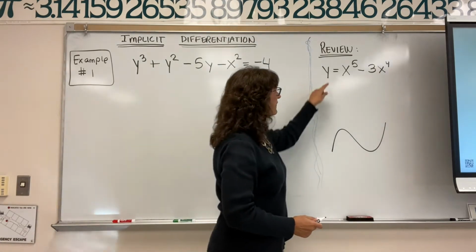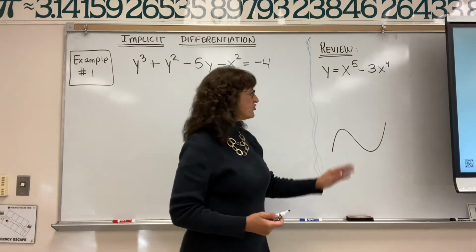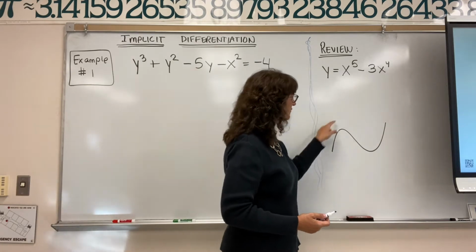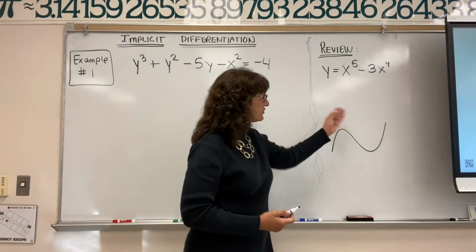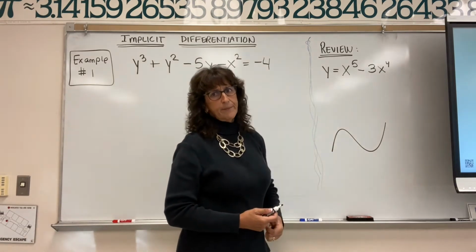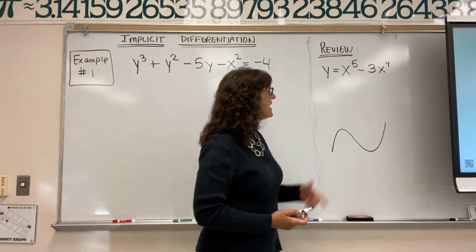So we want to find the rate of change. The derivative represents a rate of change at any point on the function. This function has infinitely many points, and we certainly can find the rate of change at all the infinitely many points on this function. How would we do that?